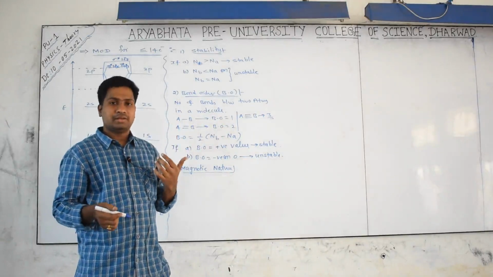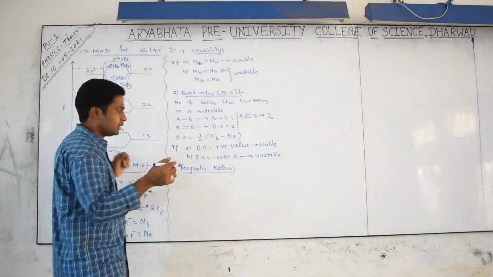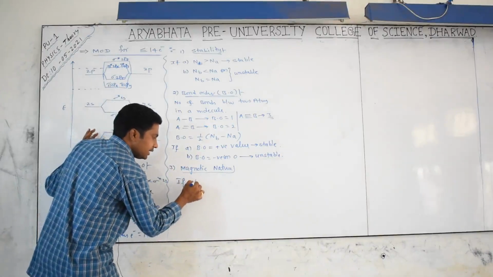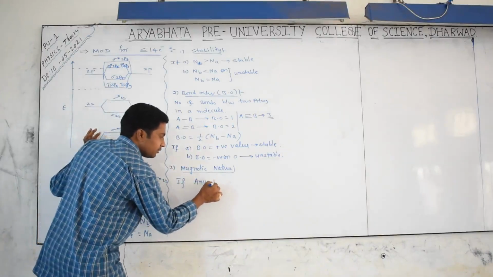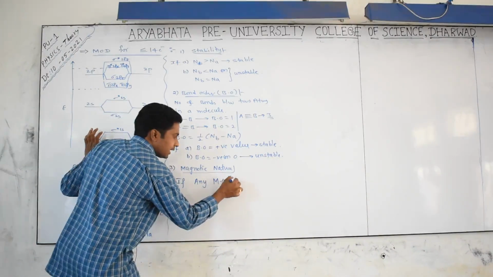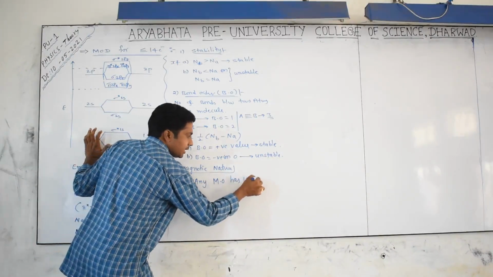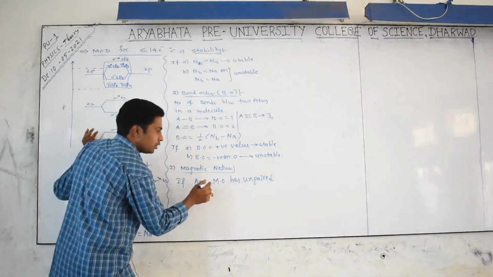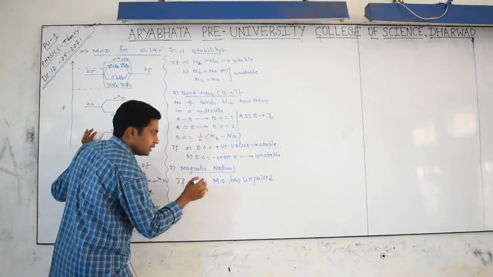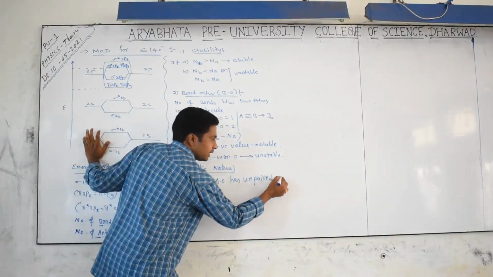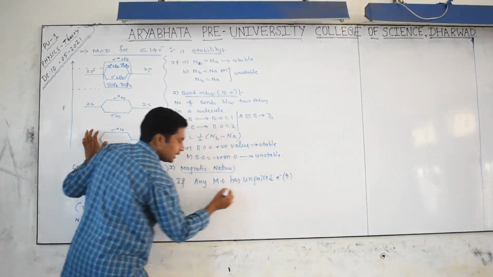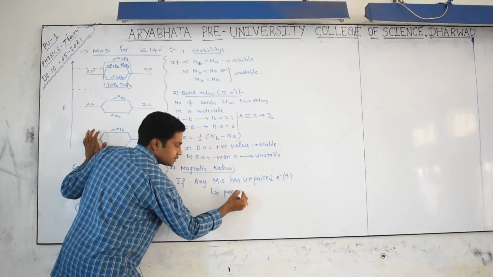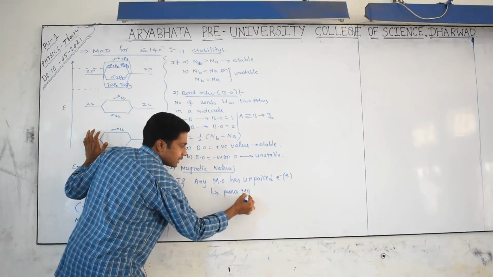How can you recognize this, sir? How can you tell based on MOT? If any molecular orbital has an unpaired electron in it, at least one is enough, meaning a single electron, then it is called a paramagnetic substance. Paramagnetic, or magnetic substance.